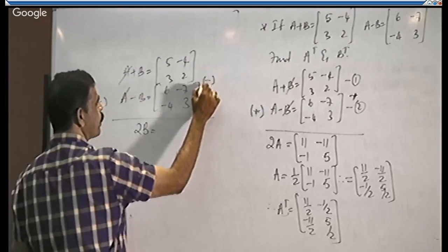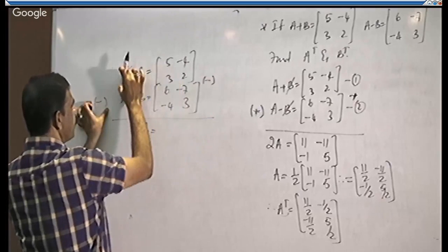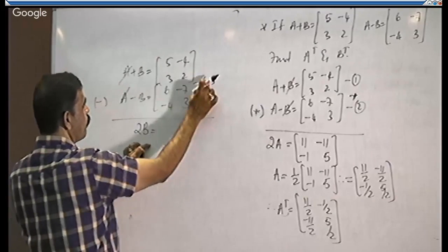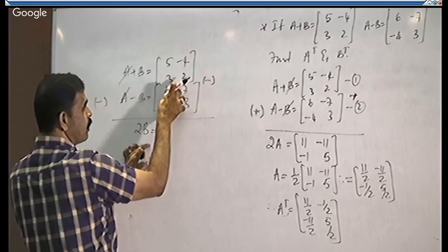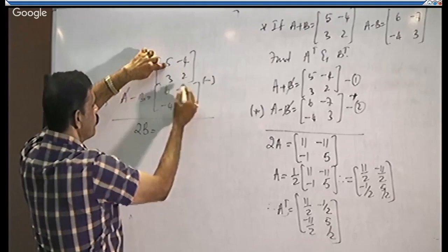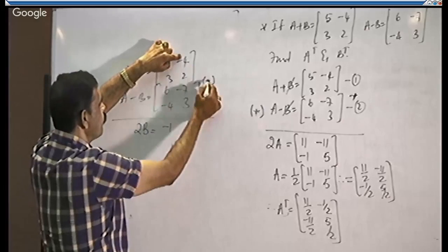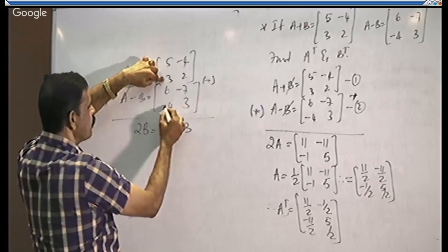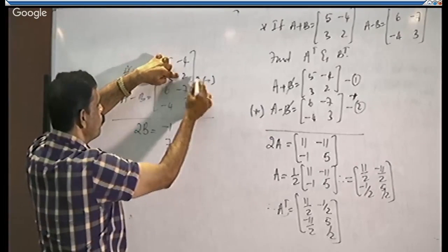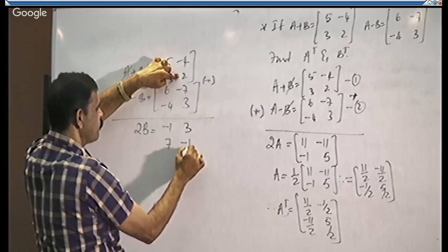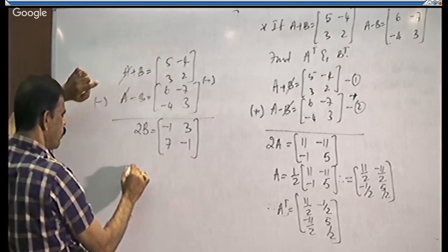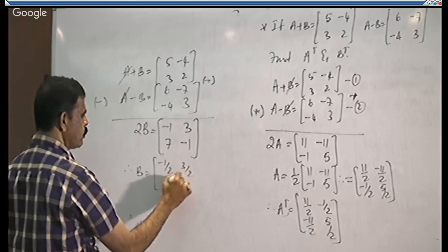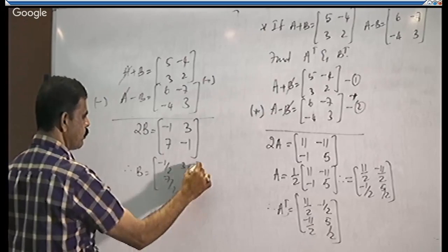I need to subtract on both the sides. Okay. Plus A minus A cancel. Plus B minus of minus, plus B becomes 2B. Now I need to subtract the second from the first. 5 minus 6 is minus 1, minus 4 minus of minus, plus 7, it is 3. 3 minus of minus, plus 4, it is 7. 2 minus of 3 is minus 1. This is 2B. Therefore, B is equal to what? Minus 1 by 2, 3 by 2, 7 by 2, minus 1 by 2.